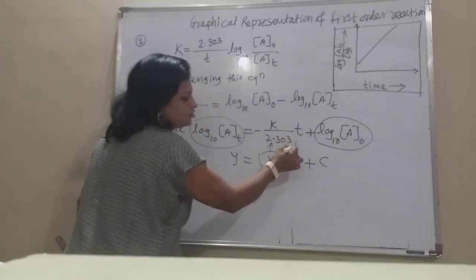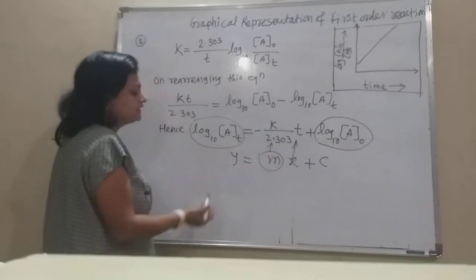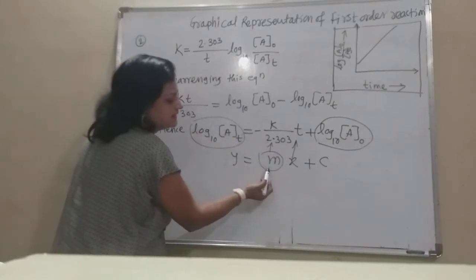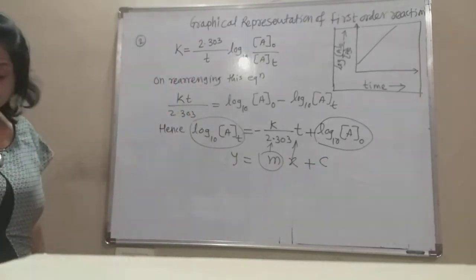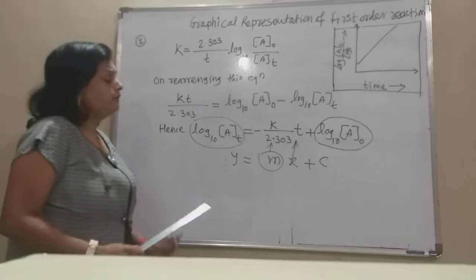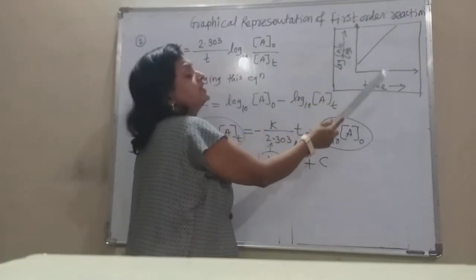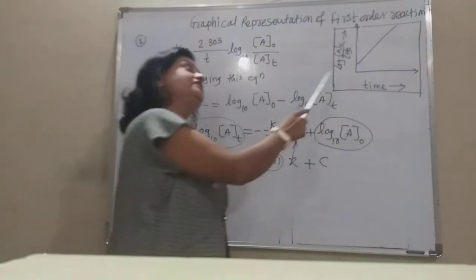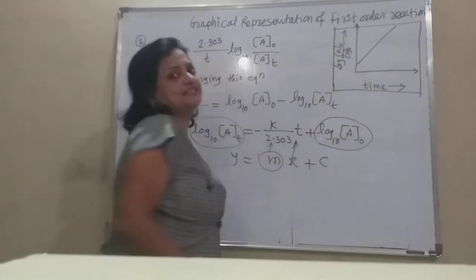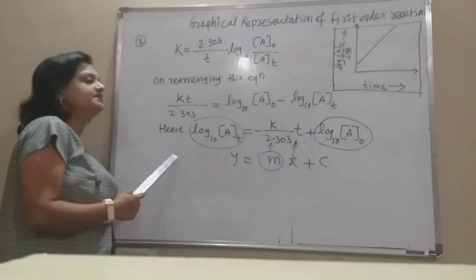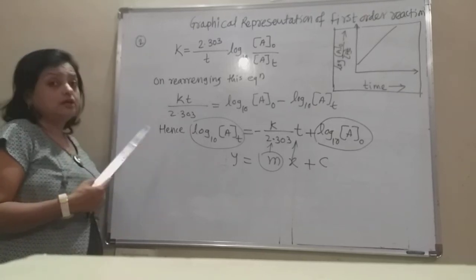Now x corresponds to t and m corresponds to minus K upon 2.303. This is on the y axis, this is on the x axis, and this is the intercept. Now see, how is the graph? If we plot the graph of this quantity, log of A0 upon At versus time, then it is a straight line, but as there is an intercept, this is not passing through the origin. Now this is also proved by this second graphical representation of the first order reaction.